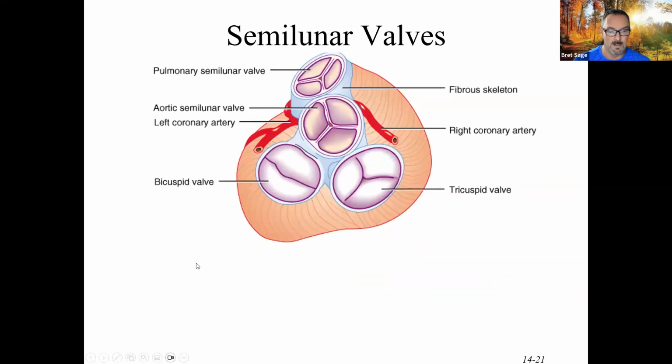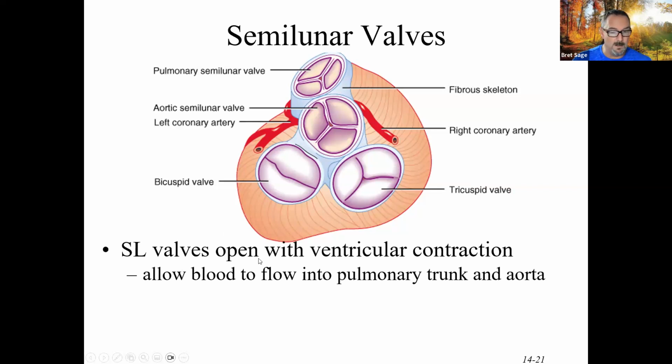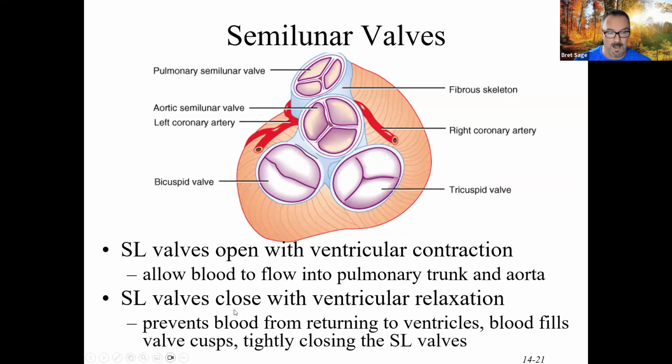Okay, semilunar valves. As I told you, they open during ventricular contraction, allowing ventricular blood to leave through the large arteries of the heart. So the pulmonary trunk is the only one with the word trunk in it. The aorta is a trunk, but doesn't have that word in it. The semilunar valves close during ventricular relaxation, preventing blood from returning to the ventricles, again ensuring one-way flow from atria to ventricle, ventricle to large artery, and then to the body.